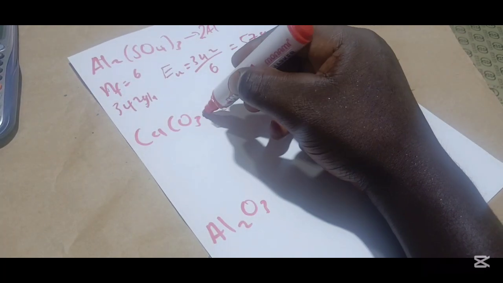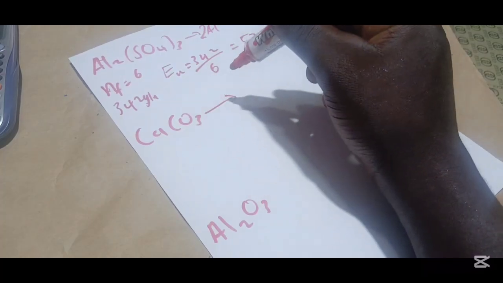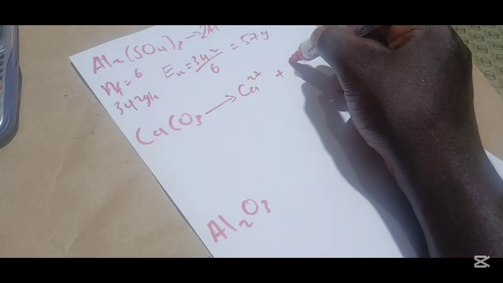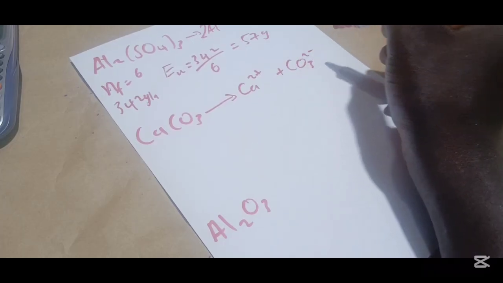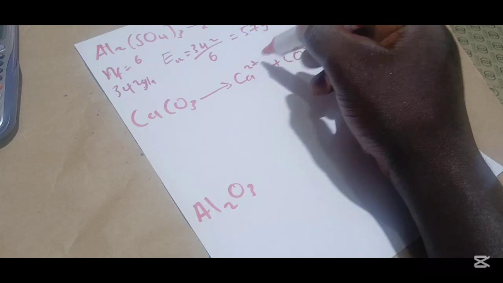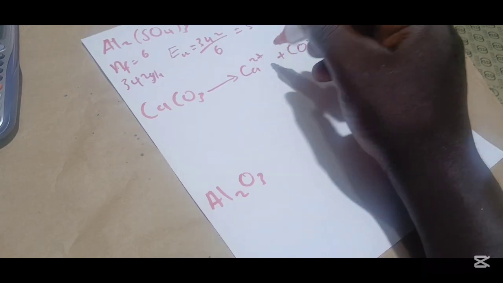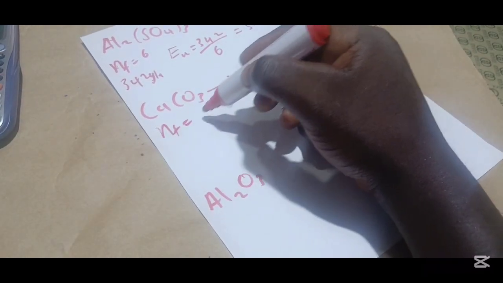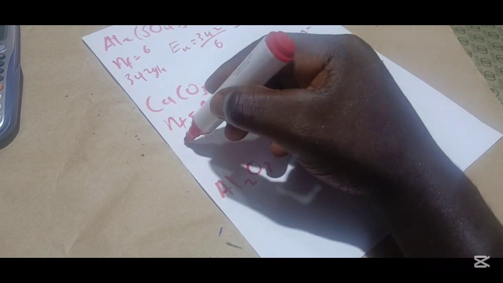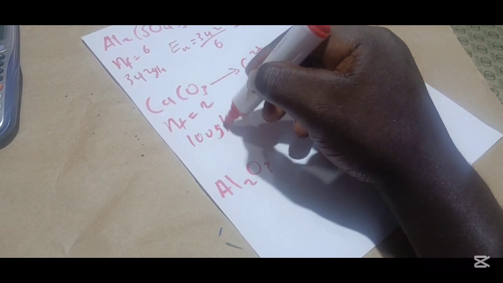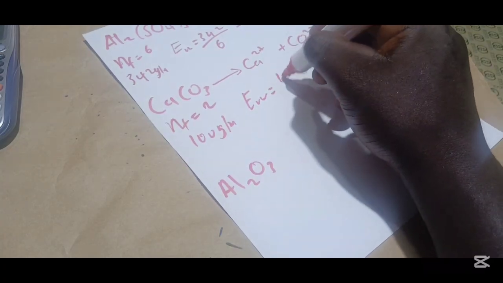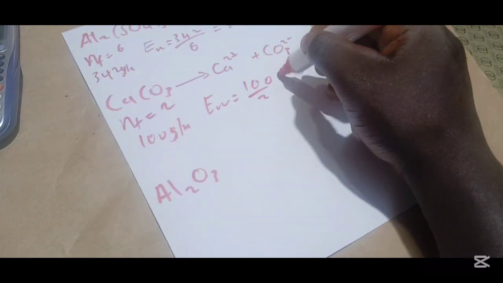What about this? What is the equivalent weight of CaCO3? This is ionized to Ca2+ plus CO3 2 minus. So here, what is our n factor? Since the equation is balanced, our n factor is directly the charge on the cation, which is 2. Molecular weight for CaCO3 is 100, so 100 grams per mole. So our equivalent weight is going to be 100 divided by 2, which is 50 grams.